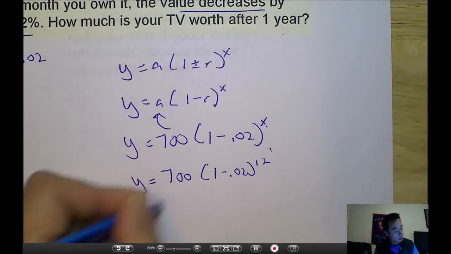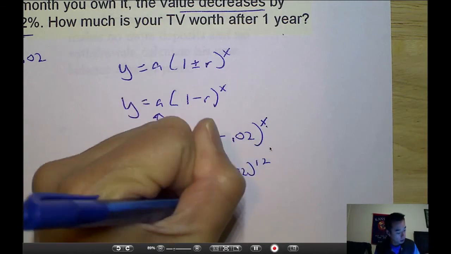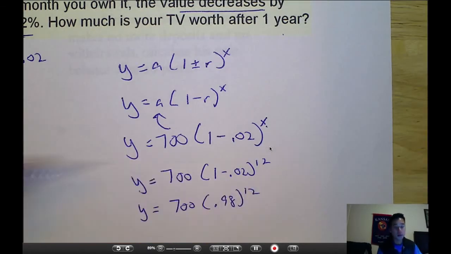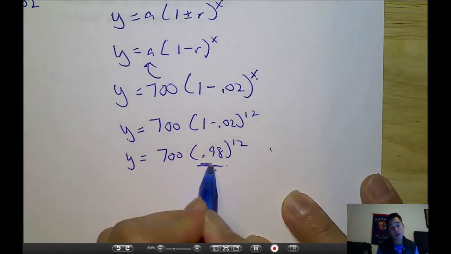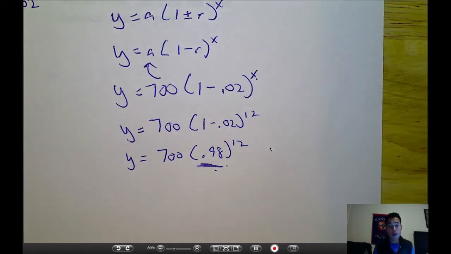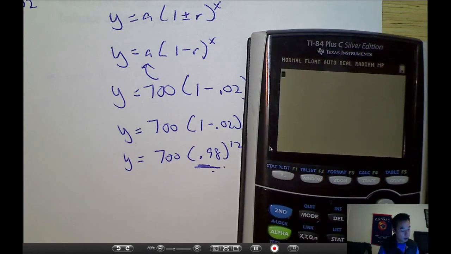Now let's talk about what happens when I do this mathematically. 1 minus 0.02 will just be 0.98 to the power of 12, which means every month my television is, if you want to stick with the plus, gaining only 98%. Instead of gaining 100% and then some, because that would be growth, it's gaining less than 100%, which means it's slowly decreasing in value. And then from here, I'll just plug it into the calculator: 700 times 1 minus 0.02 to the power of 12.